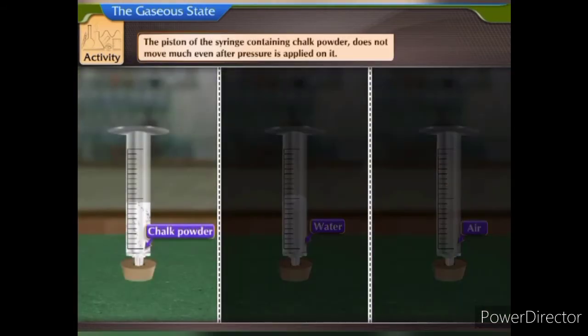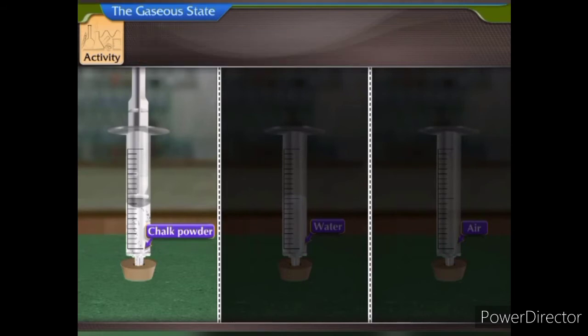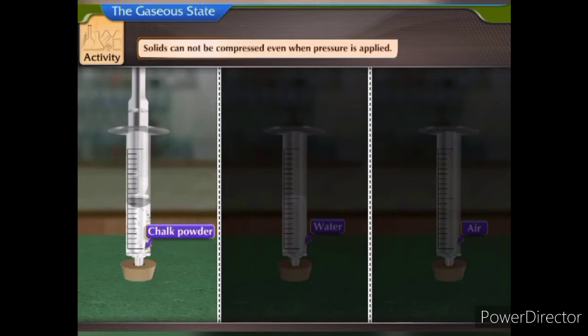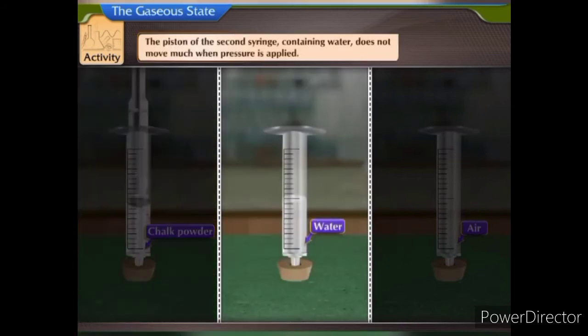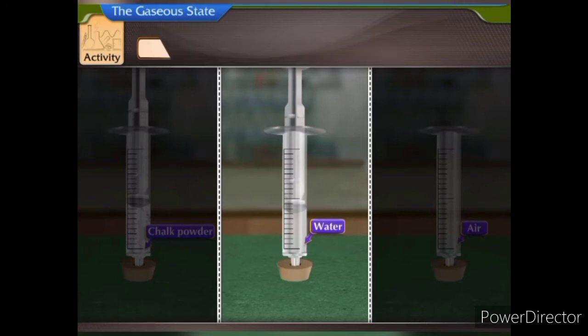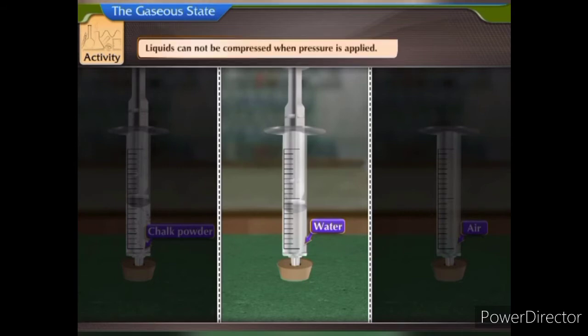The piston of the syringe containing chalk powder, which is a solid, does not move much even after pressure is applied on it. This shows that solids cannot be compressed even when pressure is applied. The piston of the second syringe containing water, a liquid, also does not move much when pressure is applied. This shows that liquids also cannot be compressed when pressure is applied.